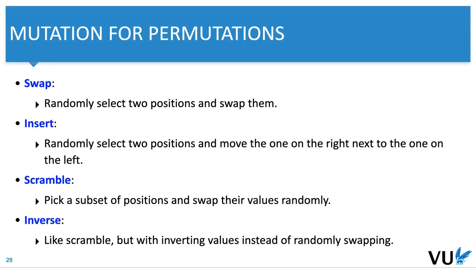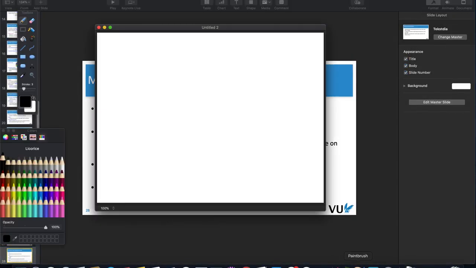All right, what about permutations? For permutations, we can do a swap. For instance, we select two positions and we simply swap them. And what are permutations? For instance, we have the traveling salesman problem, and we have three cities. First we visit the third one, then the first one, then the second one. So for instance, 3, 1, and 2. This is how we visit them.